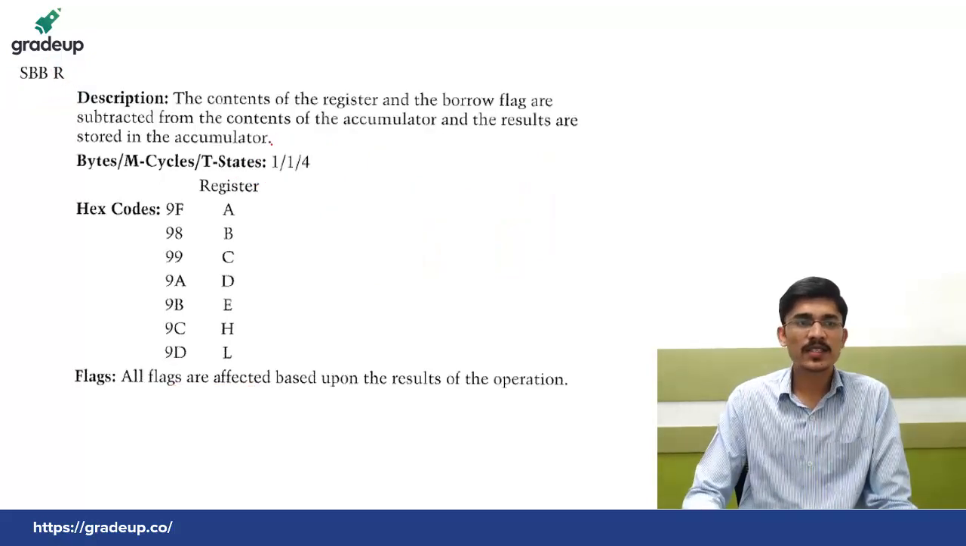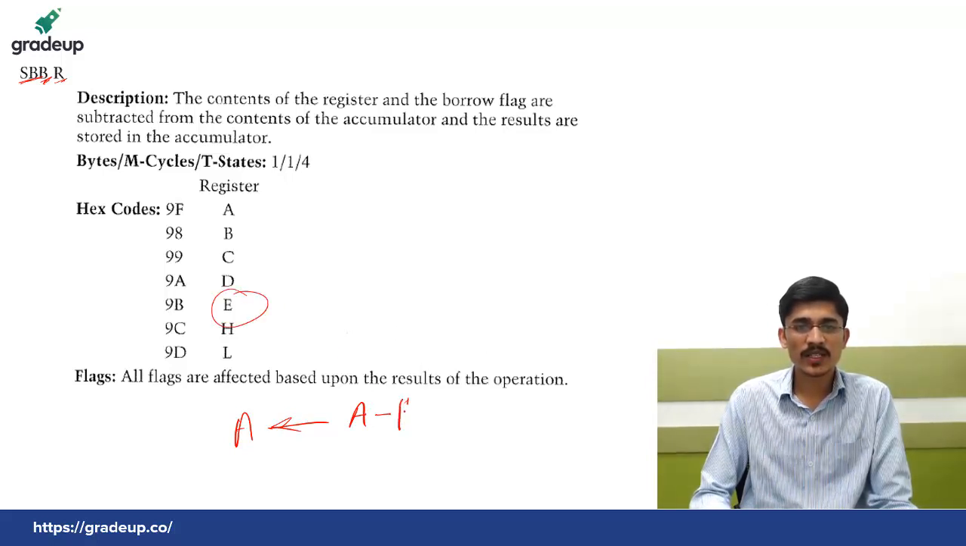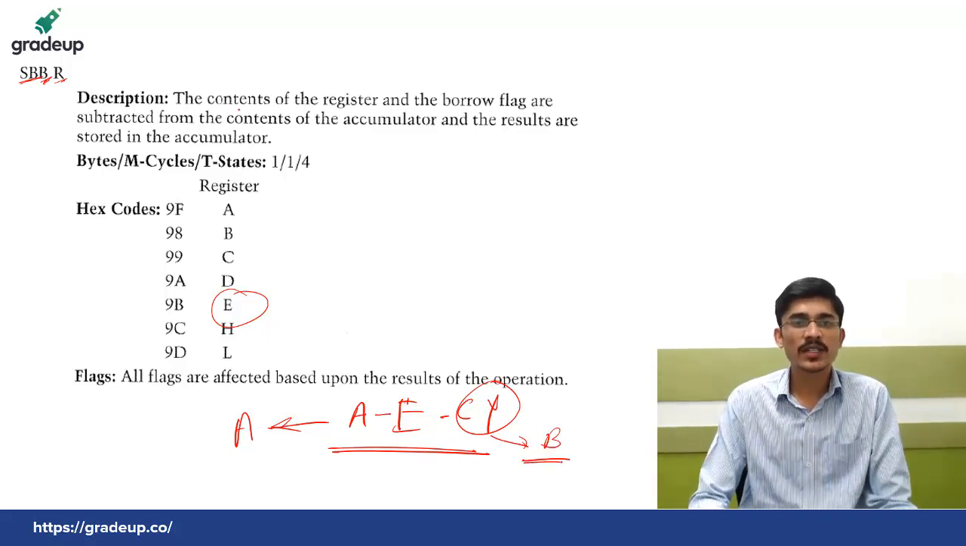So let's move to the next instruction, which is SBB R. The carry flag in the subtraction operation is also known as the borrow, so that's why this B comes into the picture. SB stands for subtraction and R for register. Suppose this is the accumulator, so accumulator minus the corresponding register, suppose the E register, as well as the carry flag is also subtracted. The carry flag is here called the borrow flag. So the contents of the register and the borrow flag are both subtracted from the contents of the accumulator, and the result is stored inside the accumulator.